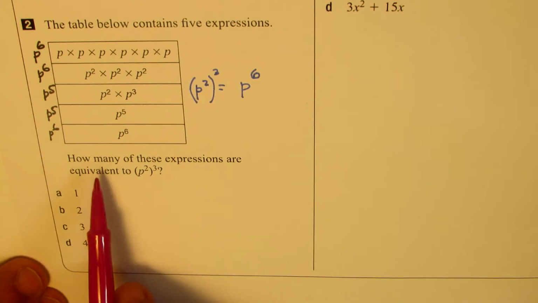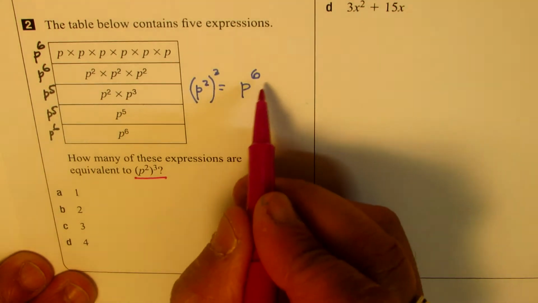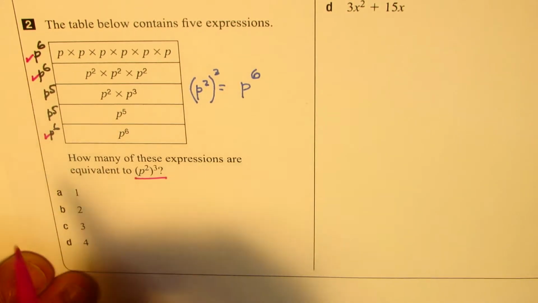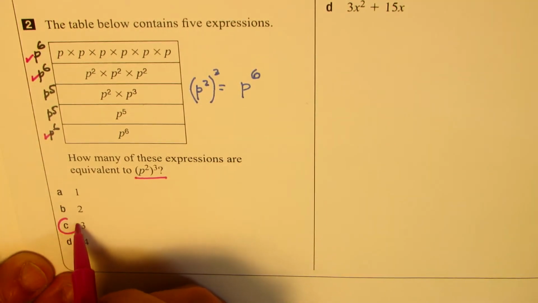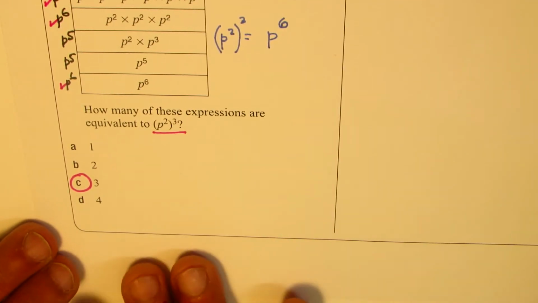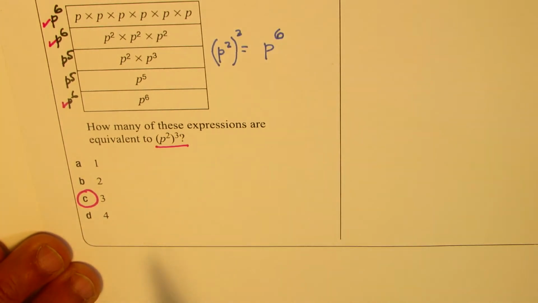So the question here is, out of these expressions, how many are equivalent to, the same as, p to the power of 6? So we got 1, 2, and 3. So option C is the right option. Is that clear to you, right? So that is how we are going to answer this question. So I hope that is absolutely clear.